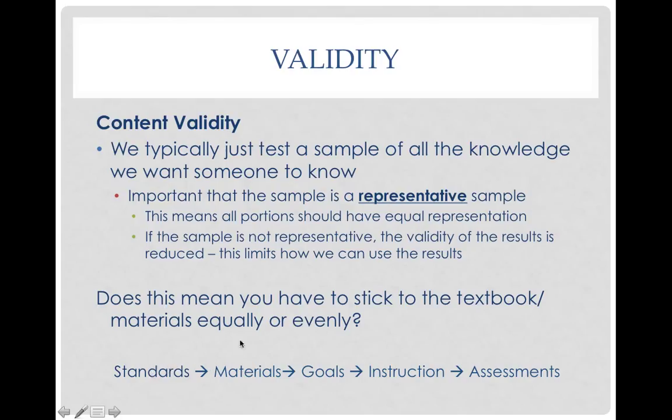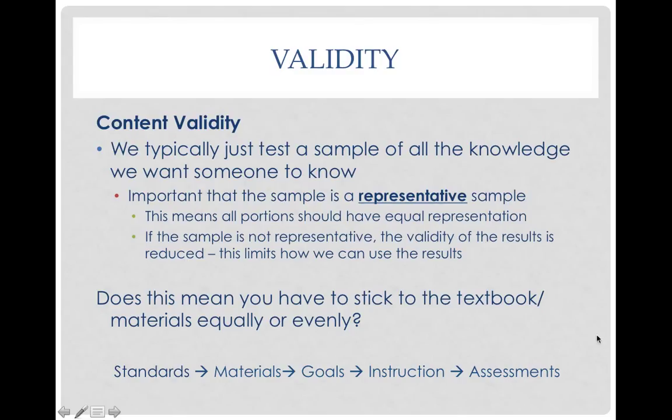In this class, we can think of content validity from assessments back to standards: my materials should be reflective of my standards. The goals that I get should reflect my materials and my standards, so there should be correlation and correspondence between these three things. Likewise, my instruction should reflect my goals, and my assessments should reflect my goals, my instruction, the materials, and the standards as well. These should all have little equal signs in between them. And when I don't have that, I run into problems.